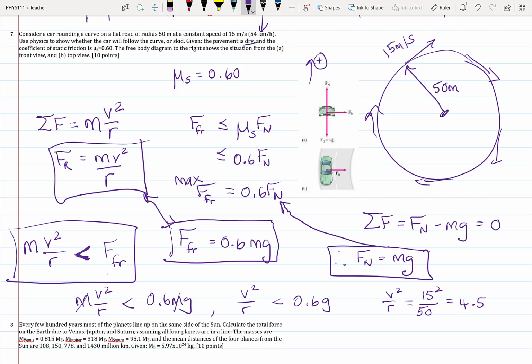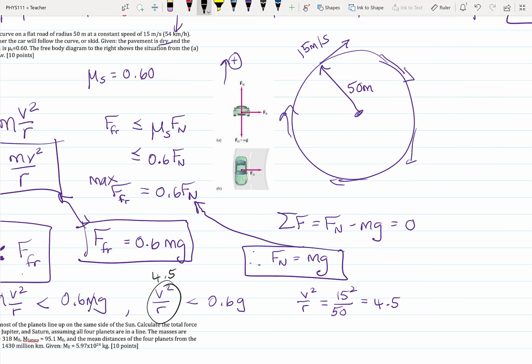So this number over here is 4.5. The right-hand side is 0.6 times g. 0.6 times 9.8 is 5.88. Okay, so is 4.5 less than 5.88? Yes, it is. Answer: it will not skid.